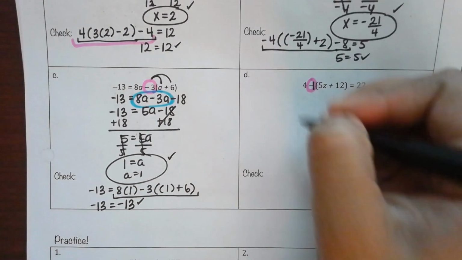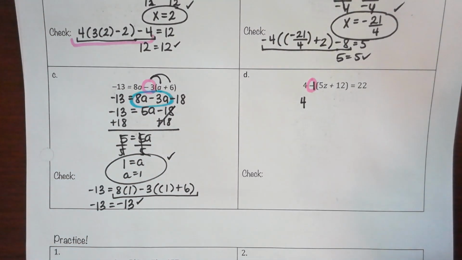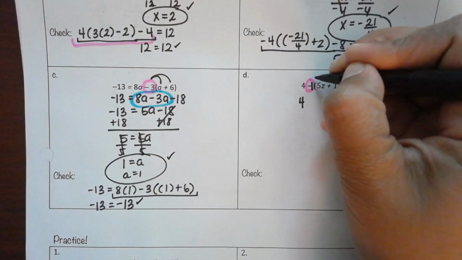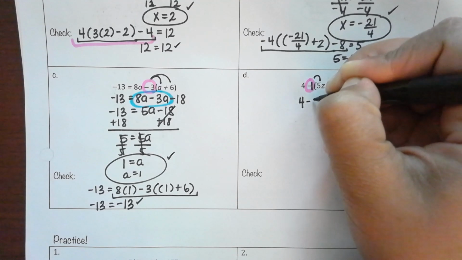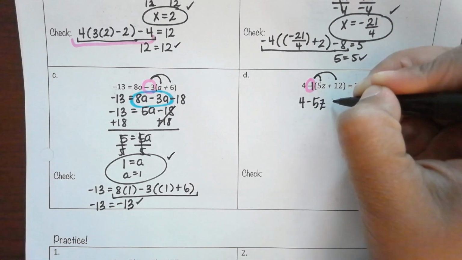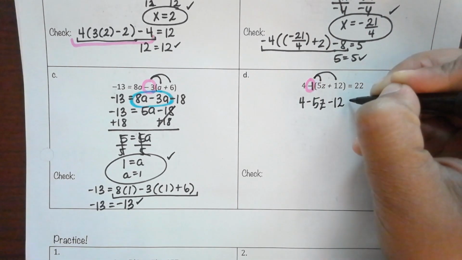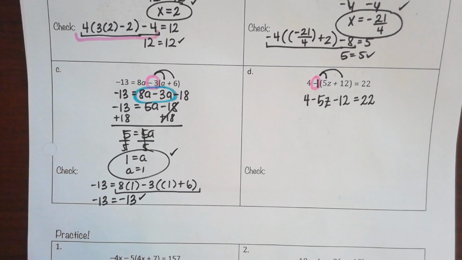So, what's being brought down unchanged? Four. When you're multiplying by negative one, what are you doing to things in the parentheses? Taking their opposites. That's what I'm looking for. Don't use the phrase flipping because it makes you think of reciprocal, right? So, say they're taking the opposite. What's the opposite of a positive 5Z? Thank you. It was positive already in the parentheses. What's the opposite of 12? What comes down behind that? If you do not understand opposites, just multiply it by negative one. It should not change the number, only the sign.